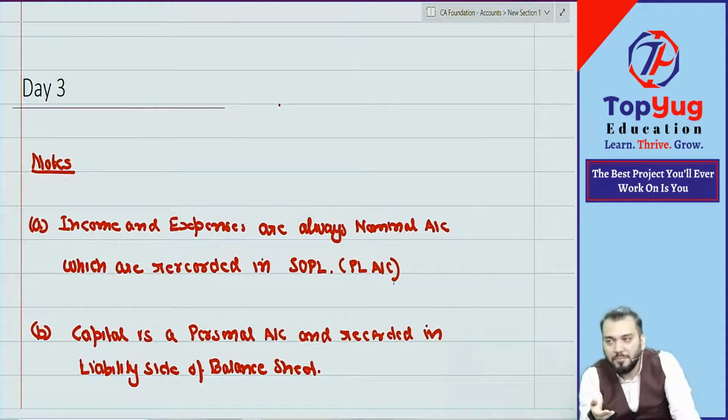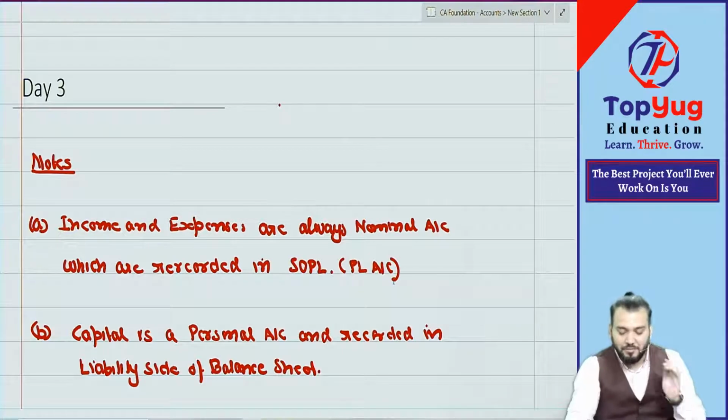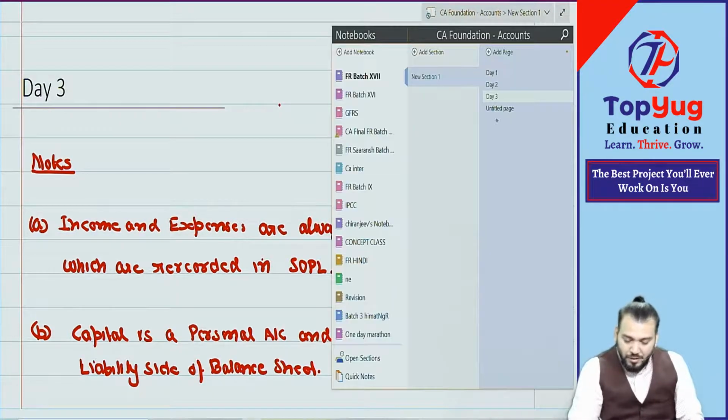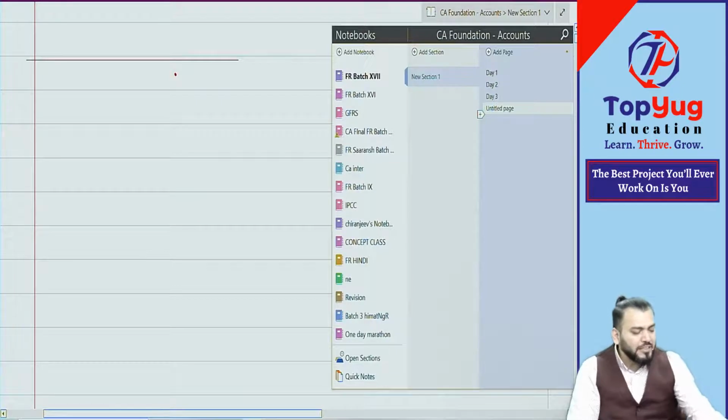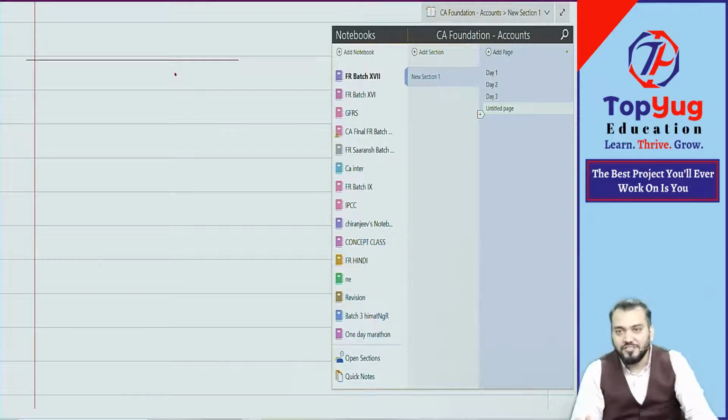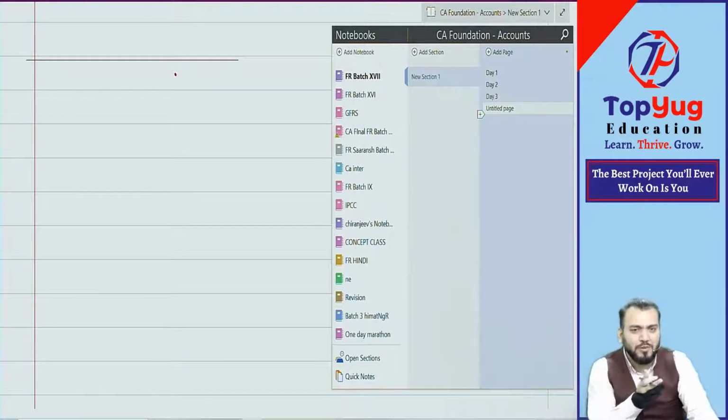From that we have derived some rules. Increase in asset and increase in expense will always be debited. Decrease in expense and decrease in asset will be credited. Increase in income, capital, liability will always be credited. Decrease in income, liability and capital will always be debited. This much we have done without any doubt. We have taken 4 or 5 examples to analyze the transactions.